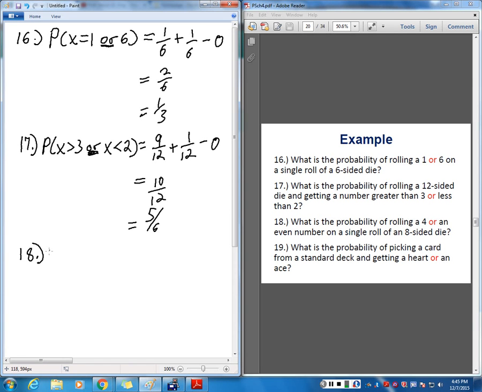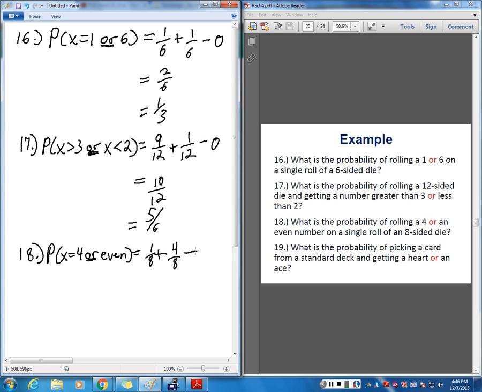What's the probability of rolling a 4 or an even number on a single roll of an 8-sided die? This is the probability x equals 4, or even. Well, there's only one side of an 8-sided die that has a 4, so that's 1/8. How many sides have an even number on them? I'll add those in. That would be 2, 4, 6, and 8. So that's 4 sides out of 8.